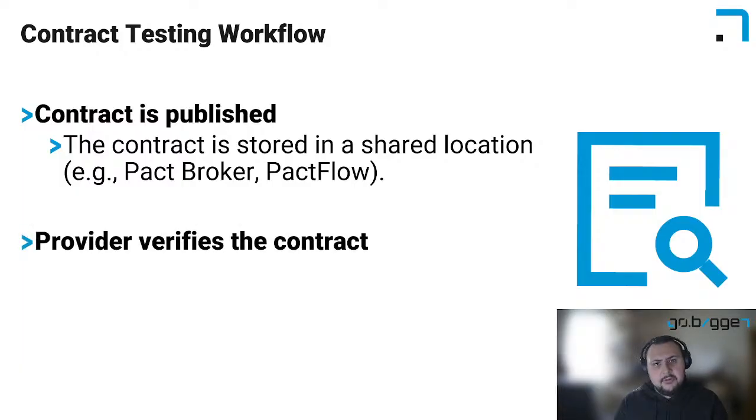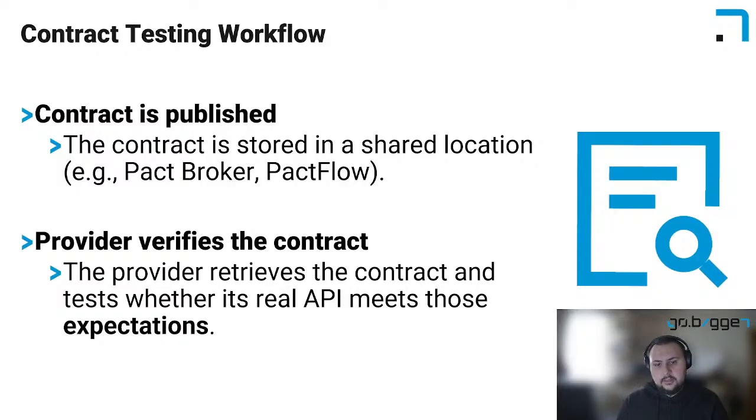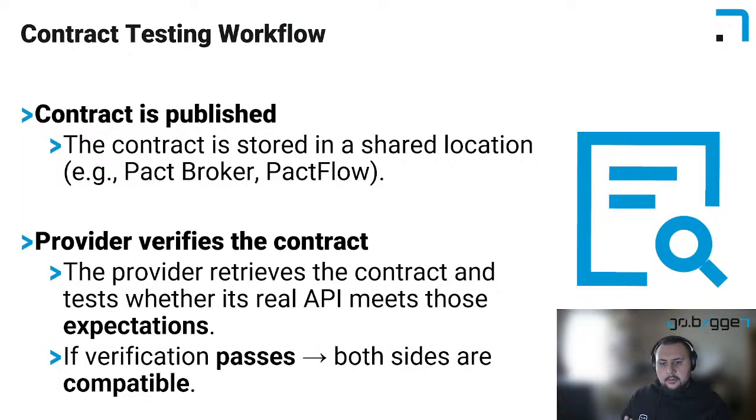The provider then verifies the contract. In this case, he retrieves the contract and tests whether its real API meets those expectations. We send it over. It checks, yeah, we should send back, for example, ID and name. And it checks if that matches up with what it actually sends back. If the verification passes, both sides are compatible and the contract is okay.